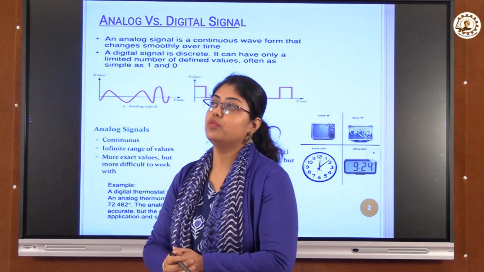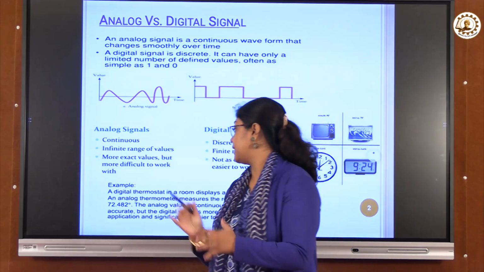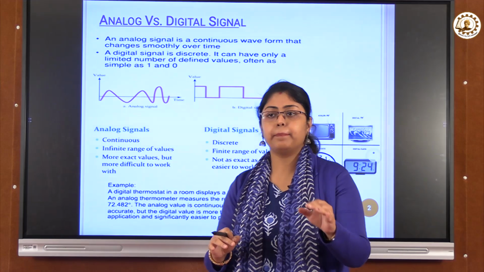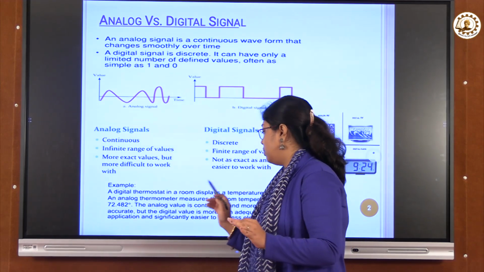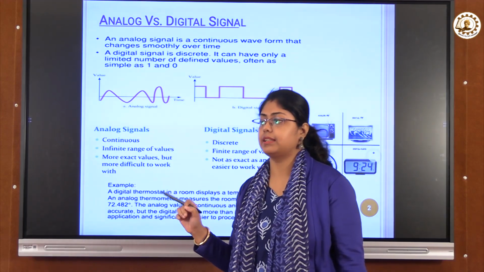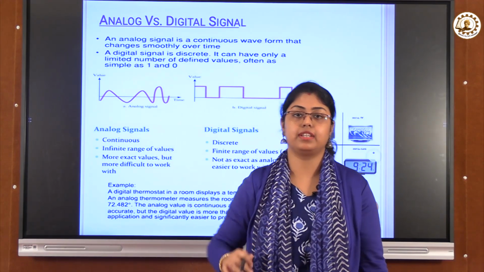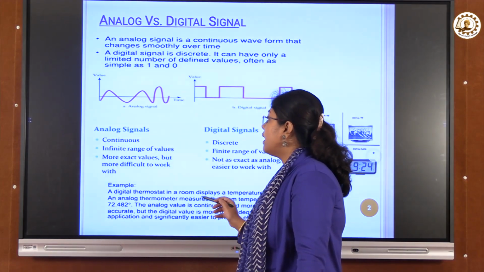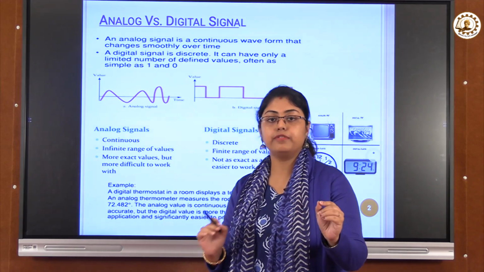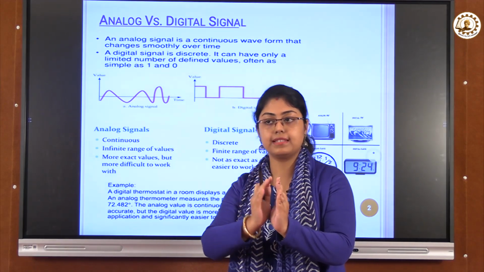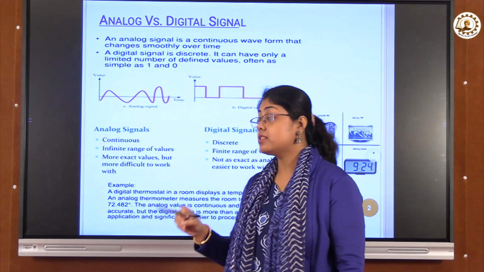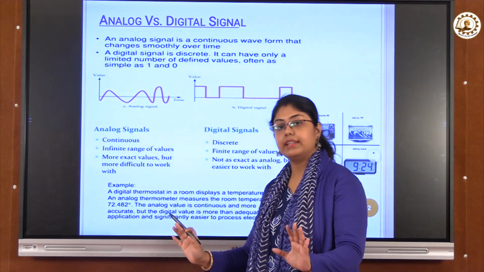If I explain you with one practical example, suppose in this room the measured temperature is written 72 degrees Celsius. So it is very high. I am just telling like 25 degrees. Suppose it is 25 degrees Celsius is the temperature. Now, for analog, it is measuring like 25.5125, this kind of value. As the values are continuous, all the particular values are captured. But in case of digital, it will be 25 only.